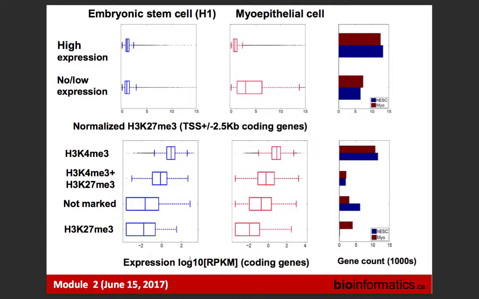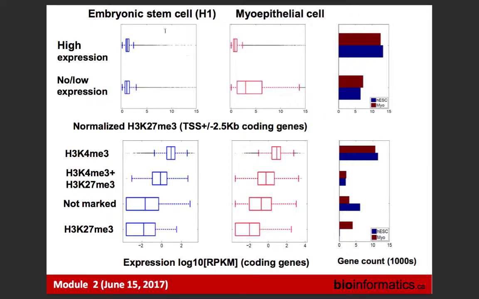That's an expression metric. And you can see that for H3K4me3 alone, we have much higher expression. That's a log scale, right? So from here to here, there is like a 1,000 times difference. So K27 alone is very low expression. Not marked by both is almost like K27 alone, and bivalent is in the middle.